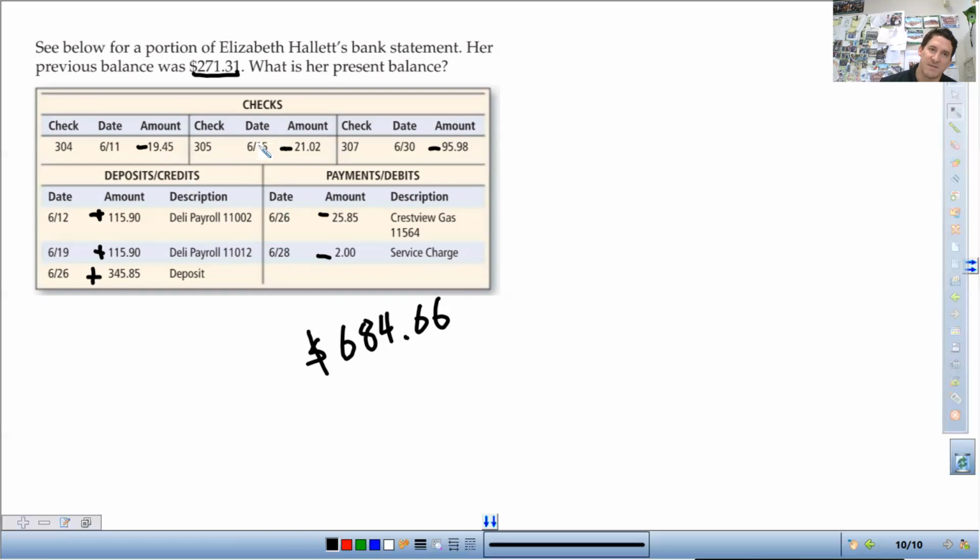Remember, checks, those are part of withdrawals. You're writing those checks, they're leaving your account. So you subtract those amounts. Any deposits are added, and then any other payments or debits are subtracted to find the new balance.